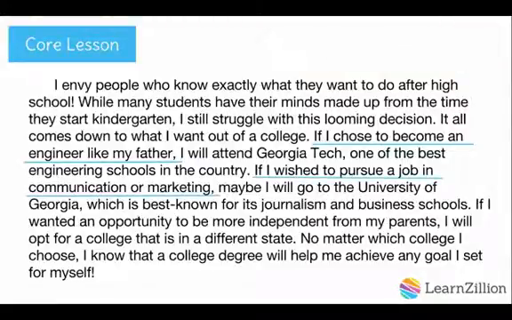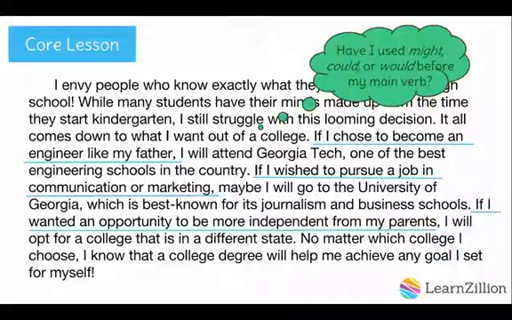You should have underlined, if I wish to pursue a job in communication or marketing, and if I wanted an opportunity to be more independent from my parents. In each sentence that contains a condition, or an if statement, the uncertainty of the dependent event should be demonstrated with the words might, could, or would. One of these words should come before the main verb.